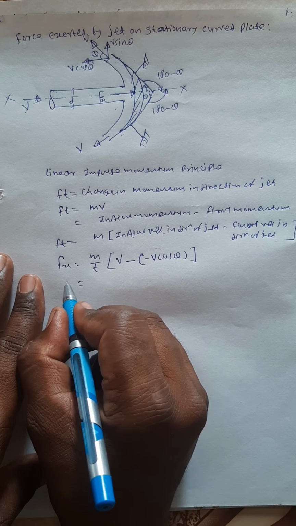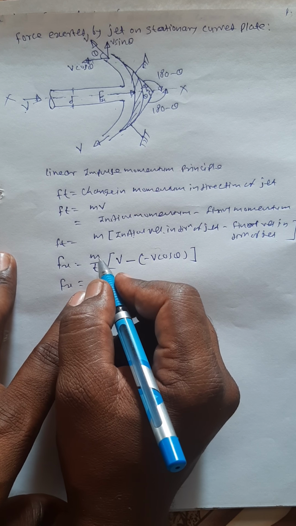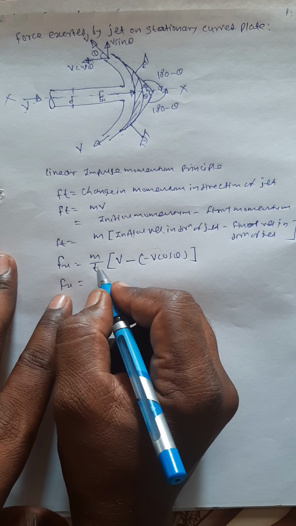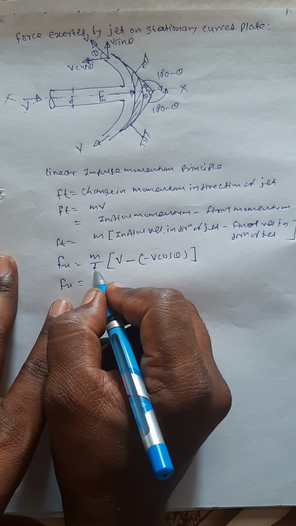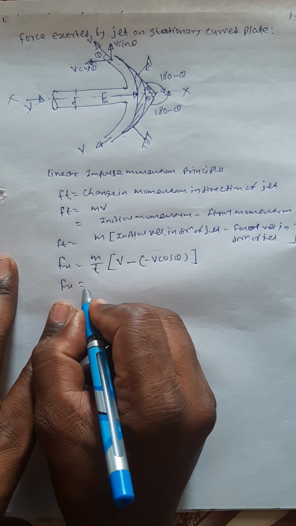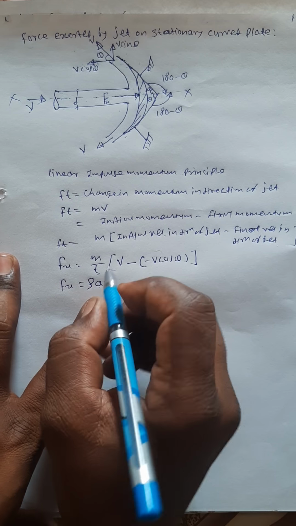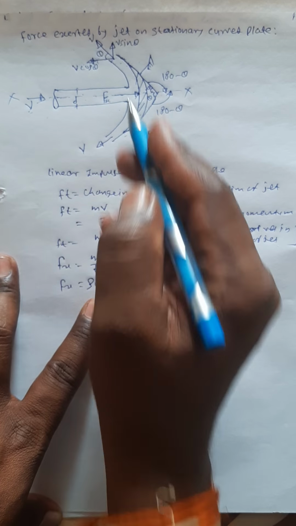So that will be Fx equals to, now converting mass in terms of the density, that is density is equals to mass upon volume. So we'll get the mass is equals to density into volume, volume per unit time is the discharge, discharge is area into velocity. So we'll get the equation as density into area into velocity, whereas area is area of cross section of the jet and V is the velocity of the jet.